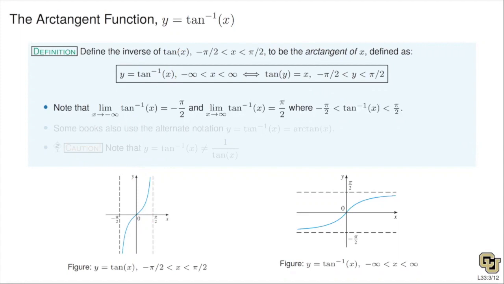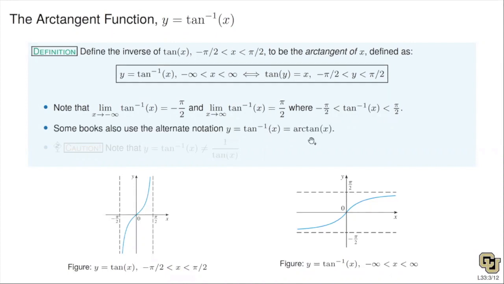Based on the graph, you can see the limit of arctan as x goes to negative infinity is minus pi over 2, and the limit of arctan as x goes to plus infinity is pi over 2. Arctan is a bounded function, between minus pi over 2 and pi over 2. These are all nice properties of arctangent that we should know, and knowing the graph gives you all that information. Arctangent is really important. It shows up a lot in Calc 2.